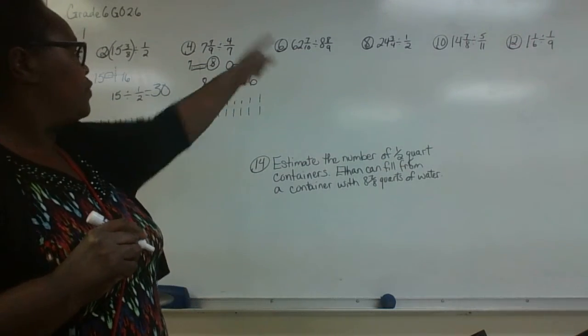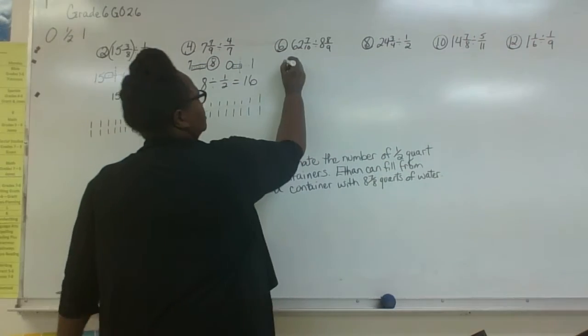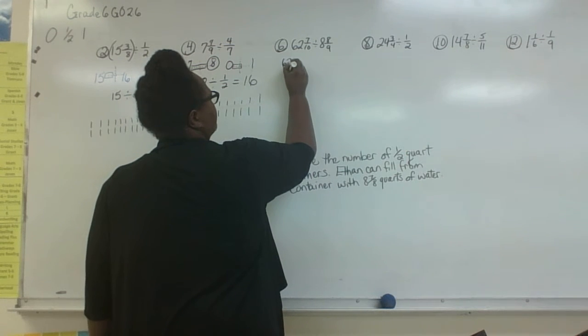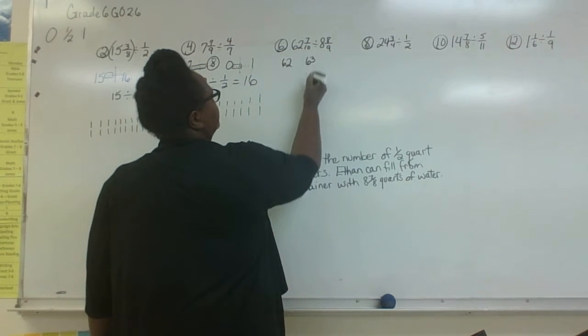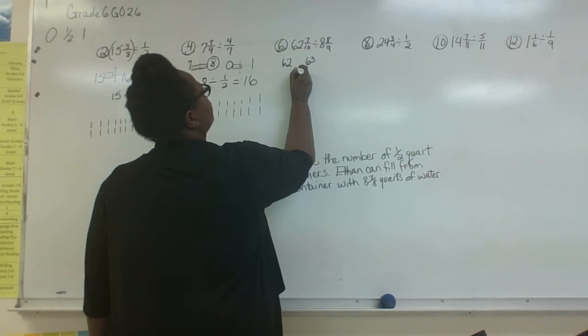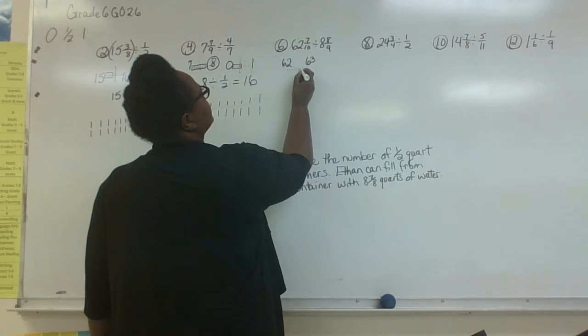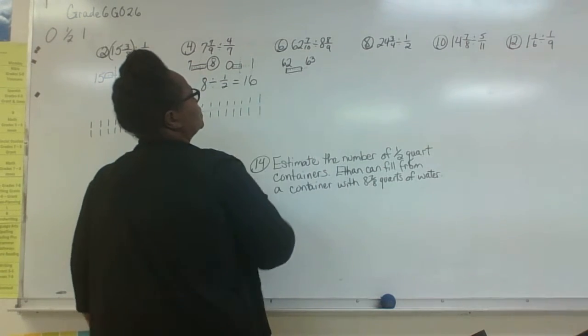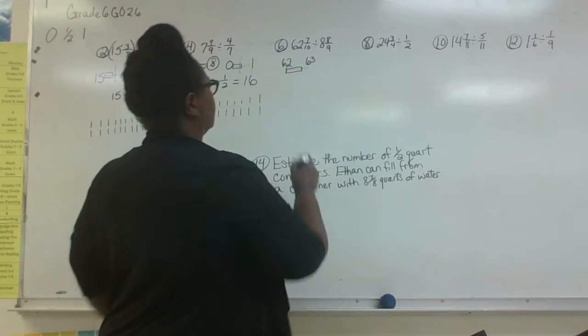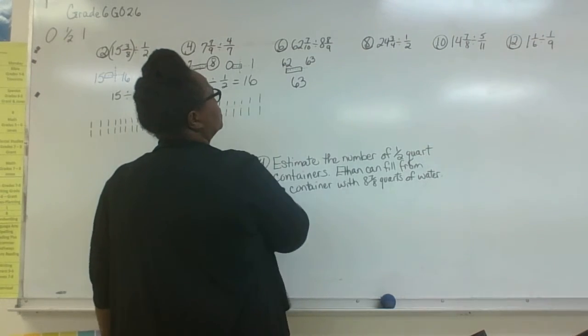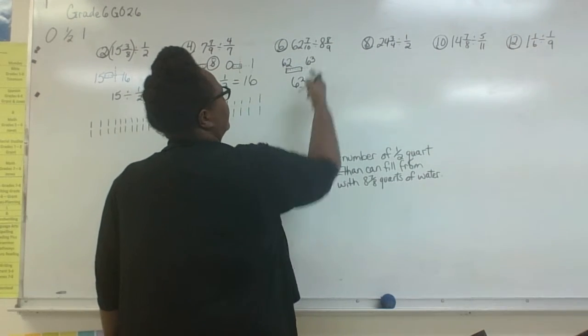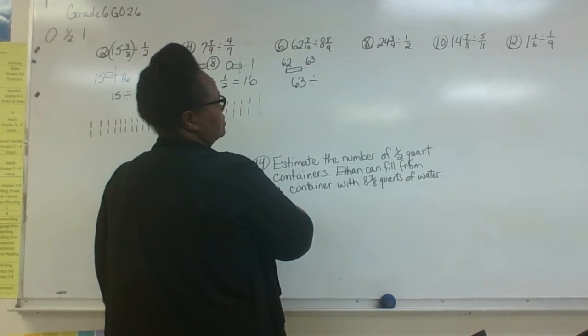All right, let's move forward. Here, 62 versus 63. 10. 1, 2, 3, 4, 5, 6, 7, 8, 9, 10. All right? 7. 1, 2, 3, 4, 5, 6, 7. 7 tenths. And guess what? We are closer to 63. So 63 is the number we will use. Divided by 8 and 8/9.